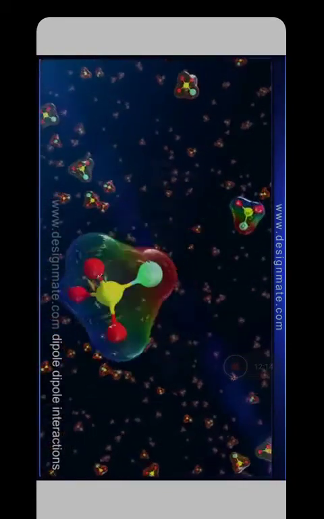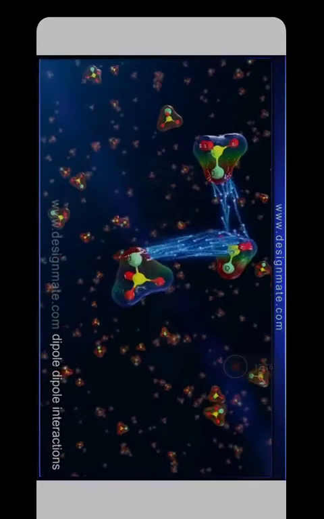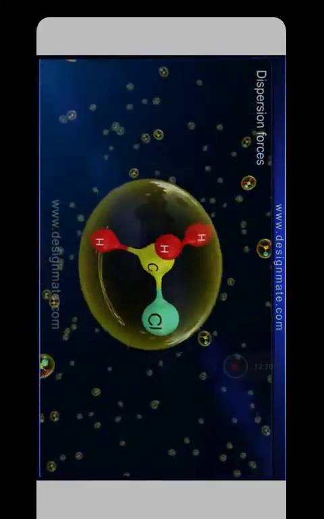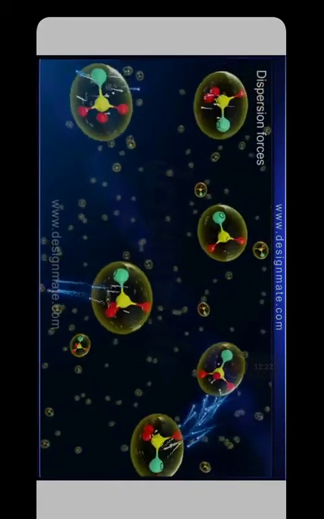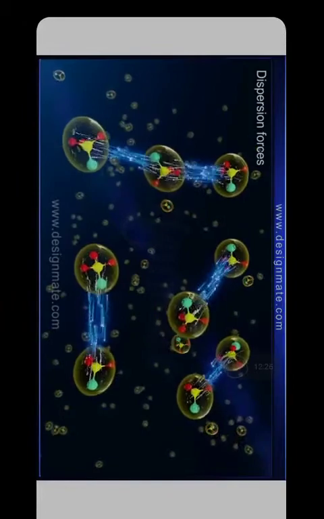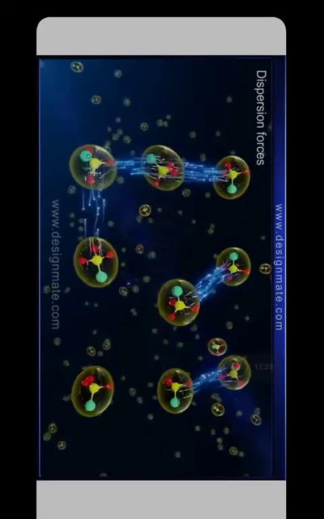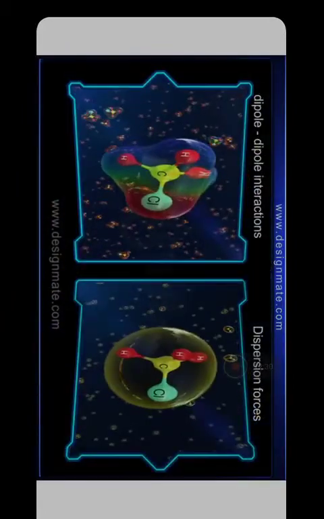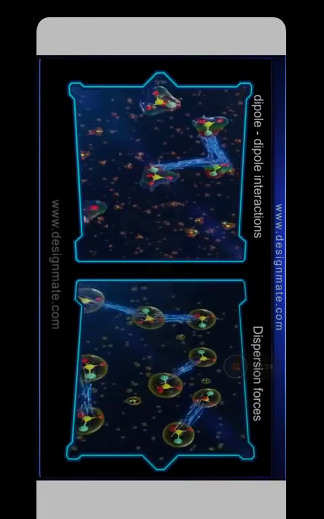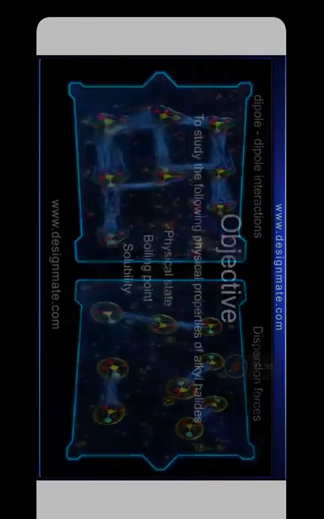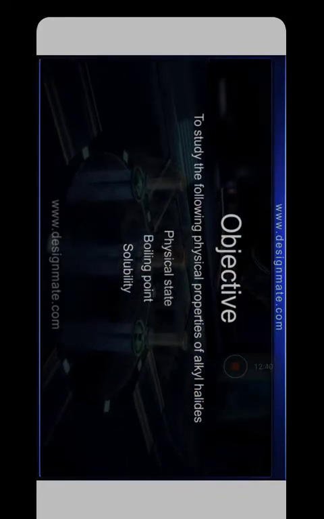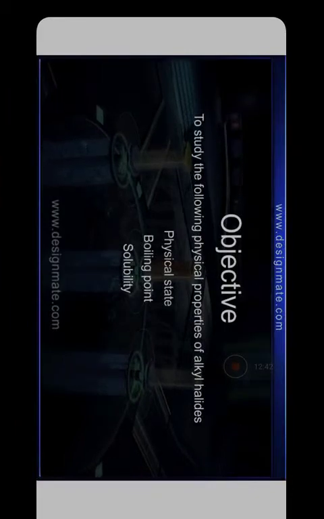Being polar, alkyl halides are held together by dipole-dipole interactions. We know that when any two molecules are quite close to each other, dispersion forces also act between them. The extent of these interactions determines the physical properties of alkyl halides. In this topic, let us explore some of these physical properties.